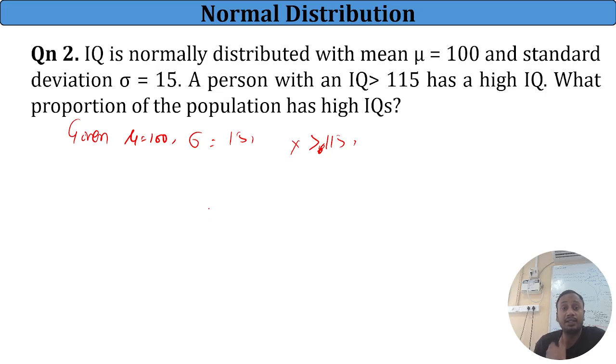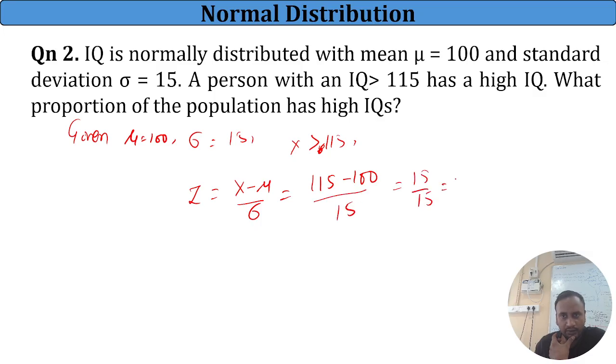So what is the first step? Can you tell? Z is equal to x minus mu divided by sigma, which is 115 minus 100 divided by 15. So 15 by 15 is 1. What will the value be for z equal to 1? It will be 0.84, but they are asking for greater than 1. That goes to one side only, right? So we have to decrease.